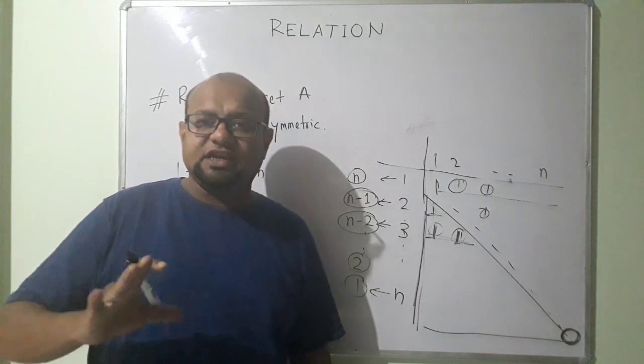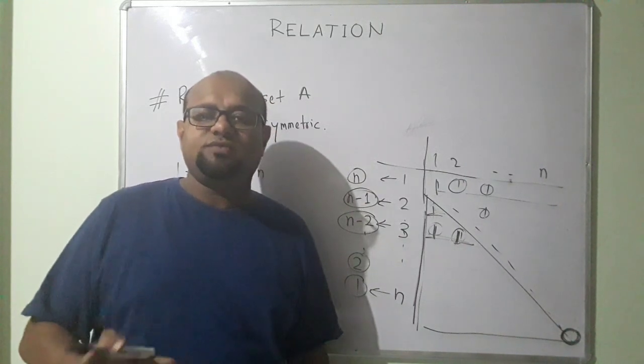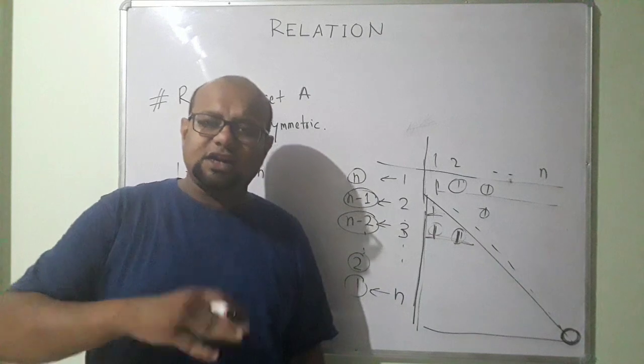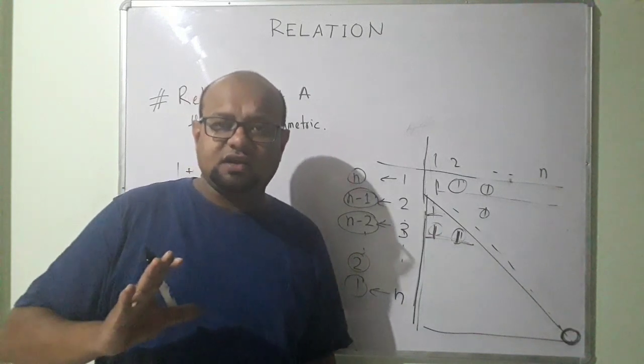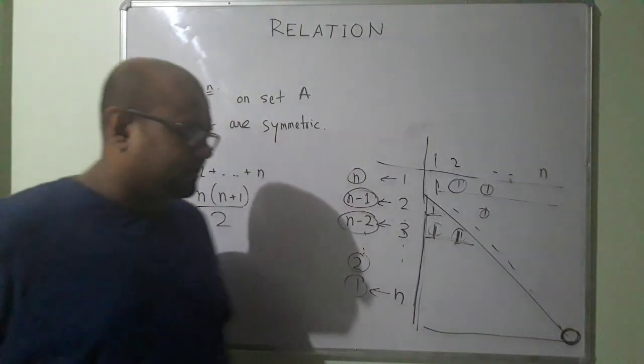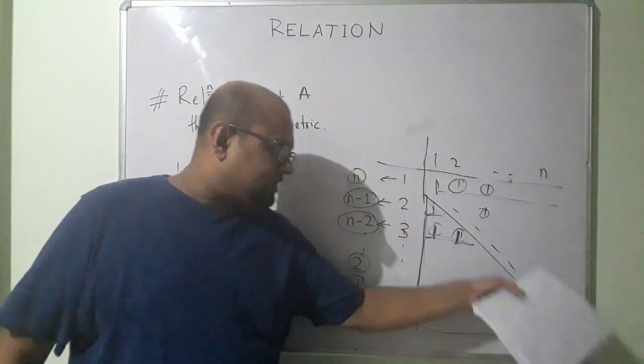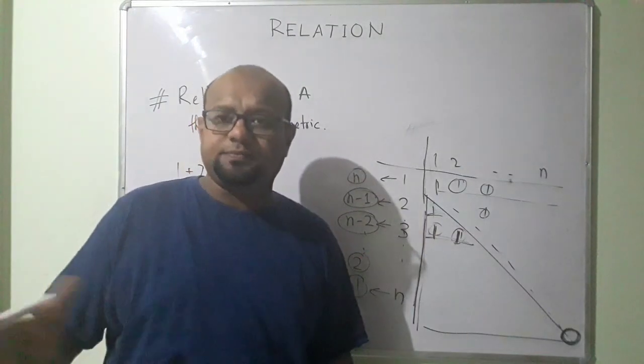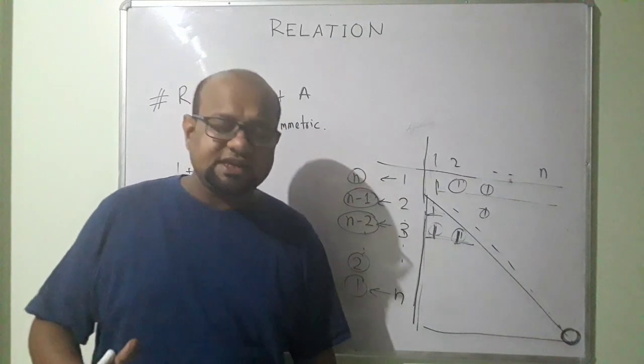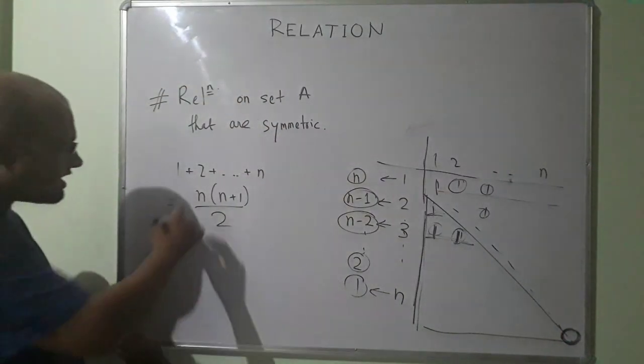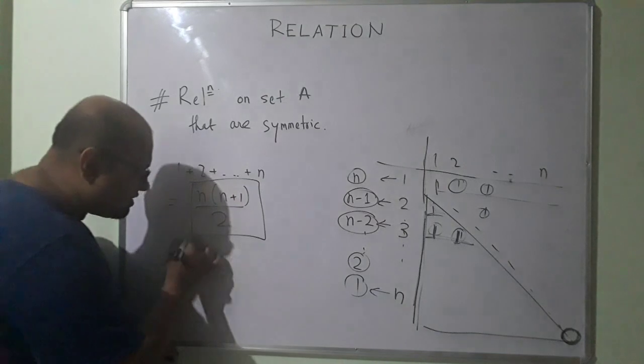This is not reflexive. There is no mandatory rule that my diagonal has to be filled with 1. It can be filled with 1, it can be filled with 0. So it is not reflexive, it's just symmetric. So all these places I can fill with 0 or 1. I have this choice. How many places are there in total? We just figured out there are this number of places in total.